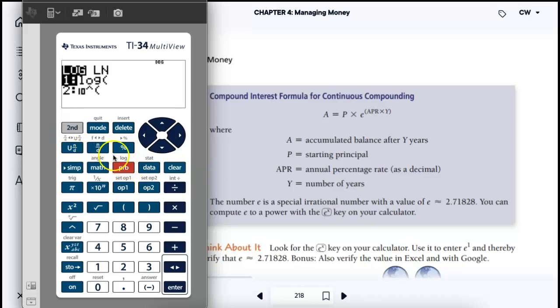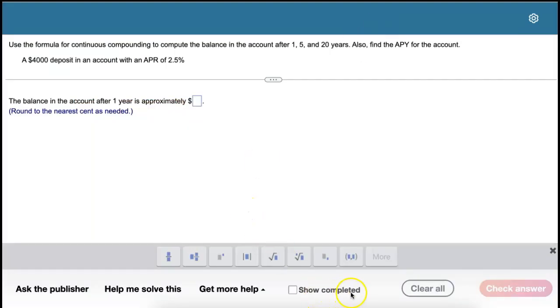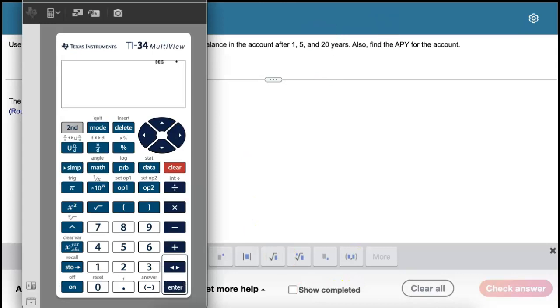Notice that because we're pressing second, we're really accessing the log menu. Then we would scroll to the right, and selection number 2 is e raised to some power, already set up with a set of parentheses, very similar to the way we would need it here in our formula. So I'm going to clear this out and go back to the example that we had. Move this back over.